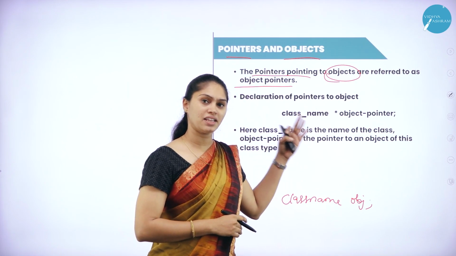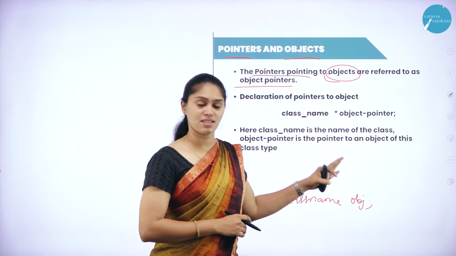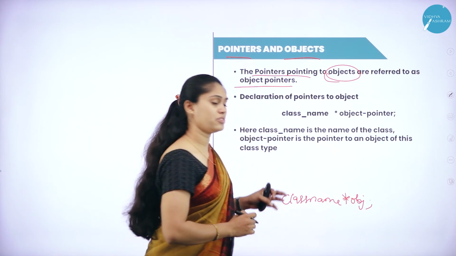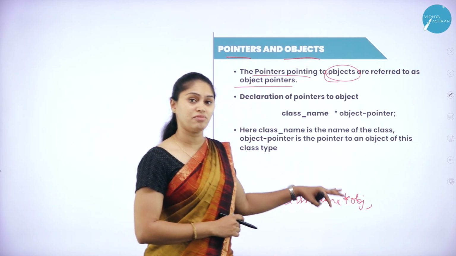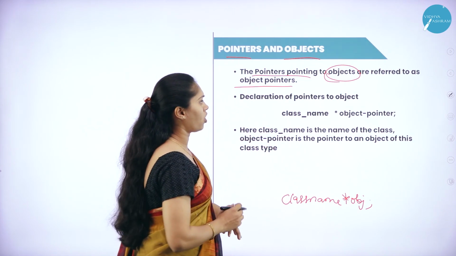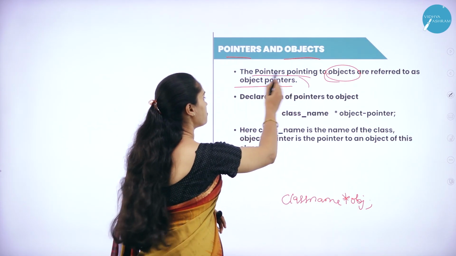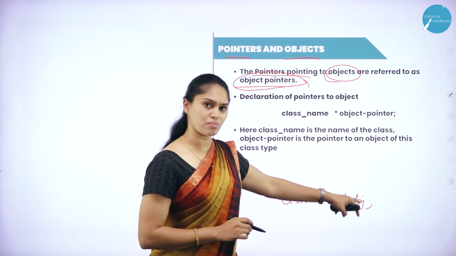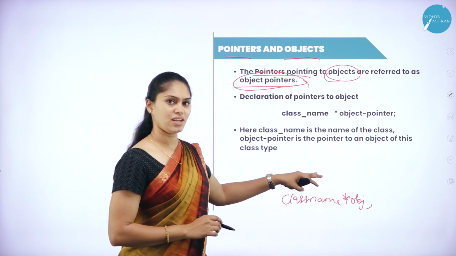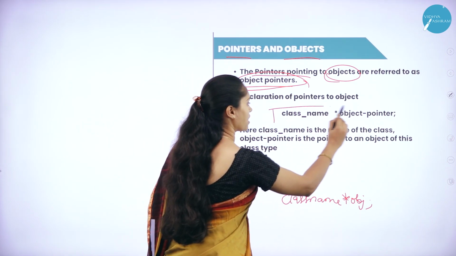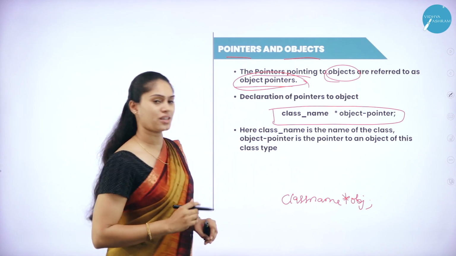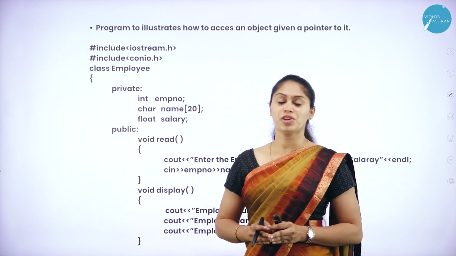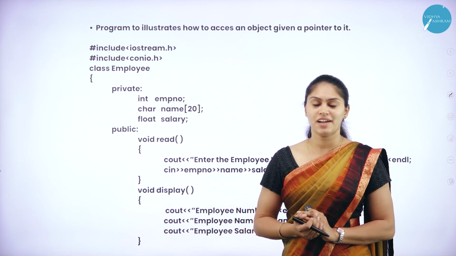Then how can I declare the pointer? With the asterisk symbol, that you have to remember. So with this object name, I am going to give the asterisk symbol. That will be referred to as the object pointer. So this object pointer is going to point to this object. That is nothing but the object pointer, and this is the syntax in order to write it. Getting it?